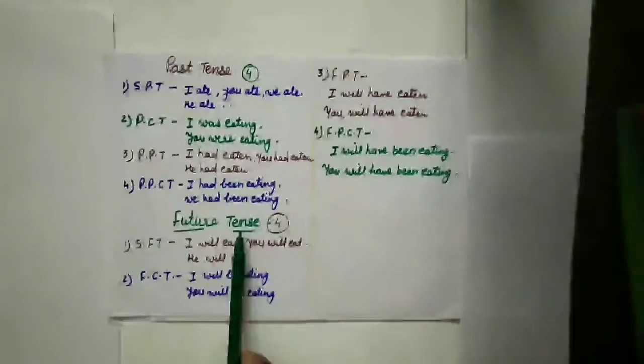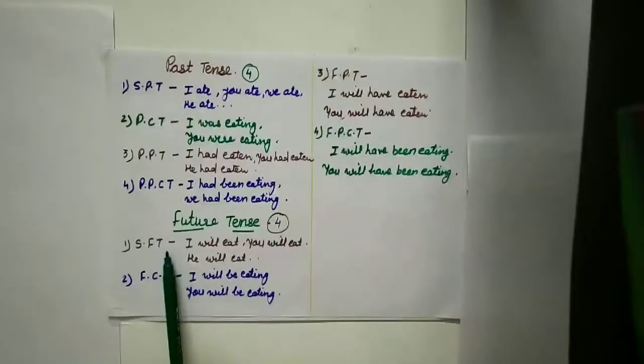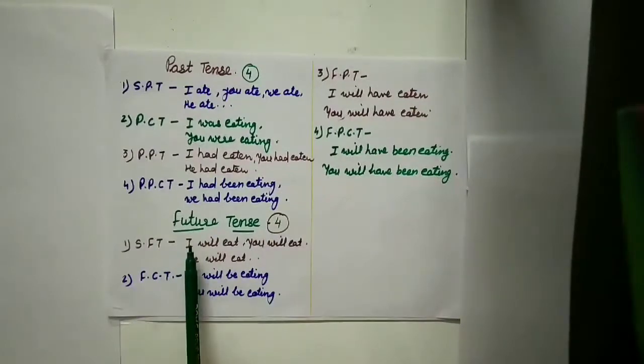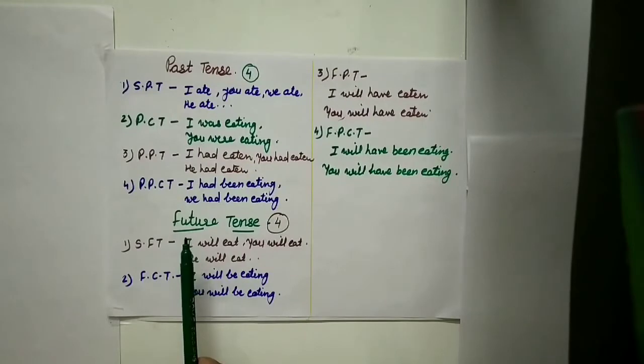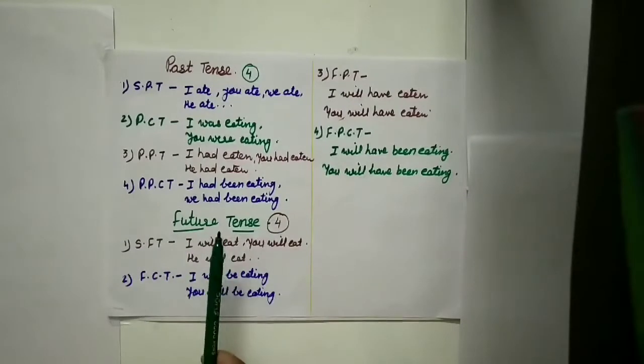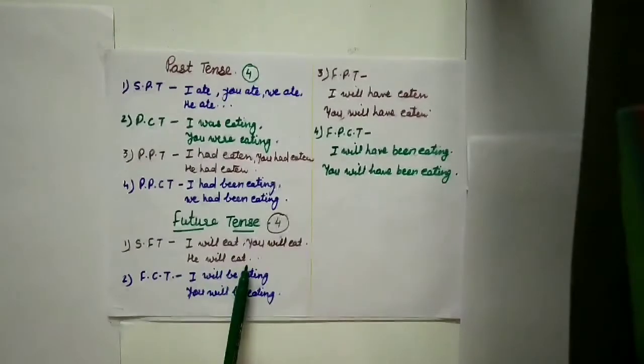Future tense is also divided into four tenses. Simple future tense. It is used to talk about things which we cannot control, or it expresses future facts, or we use this tense to talk about what we think will happen in the future. Okay. For example, I will eat, you will eat, he will eat.